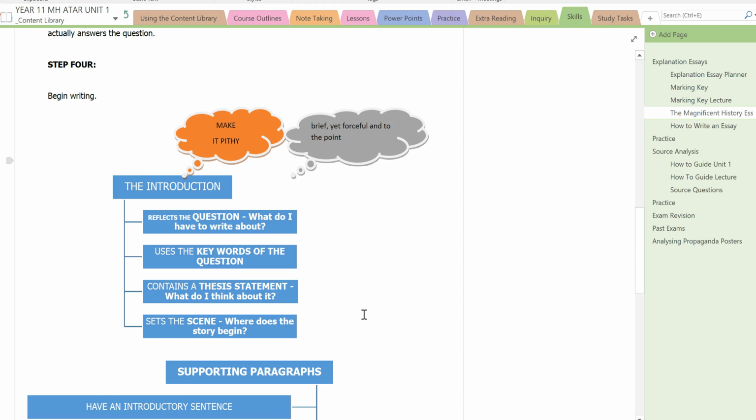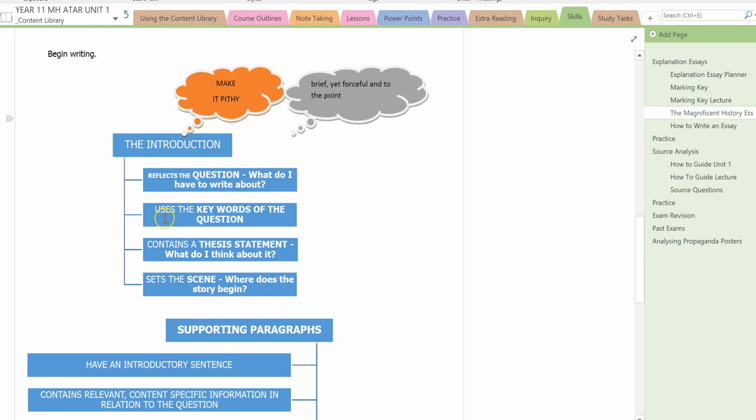Okay, the introduction has to reflect the question. Use the key words of the question in your thesis statement. And really your thesis statement is making that judgment. What do you think about it? Now, you're not going to write, I think. You're going to make it a nice little formal statement, but that's really what we're asking you to do. We're asking you to make a judgment. And then you can set the scene. Where does the story begin? This is your background information. So that's a nice kind of way to bring it together.